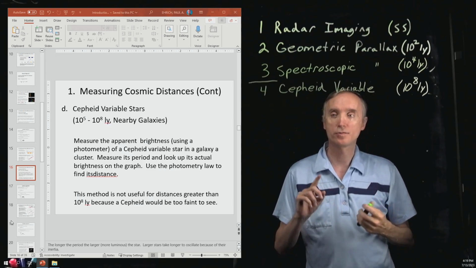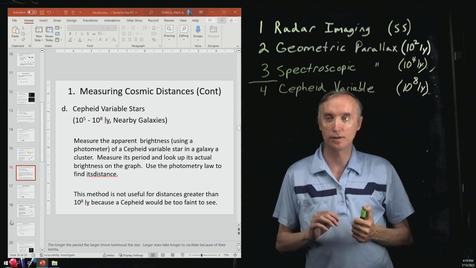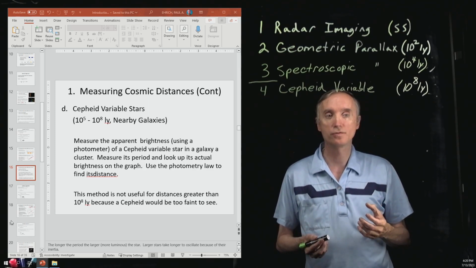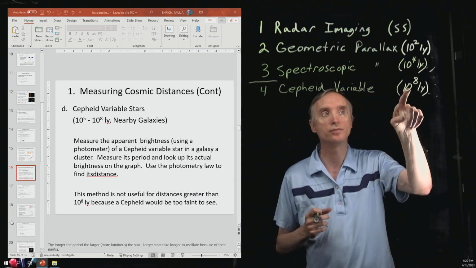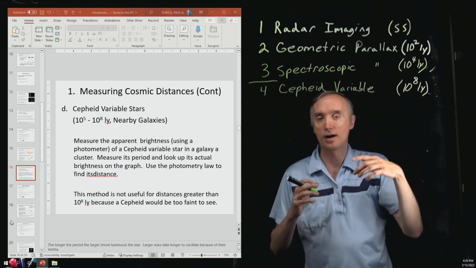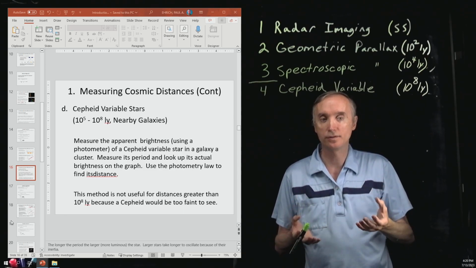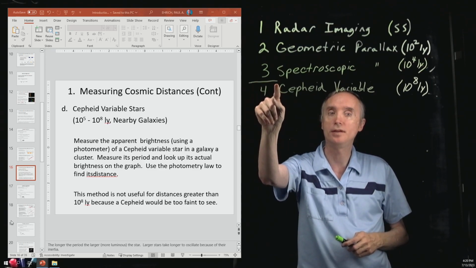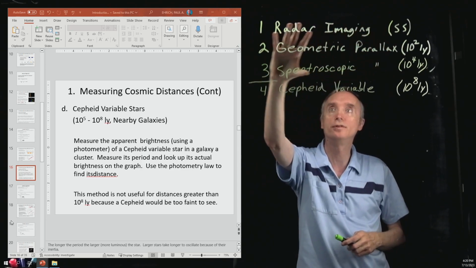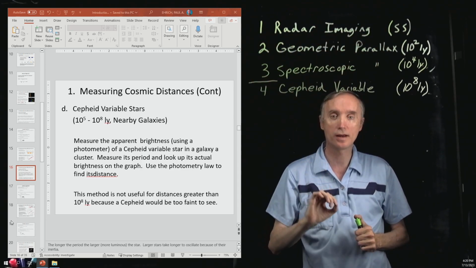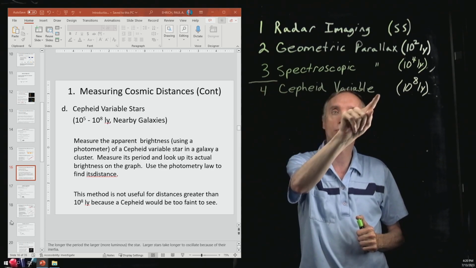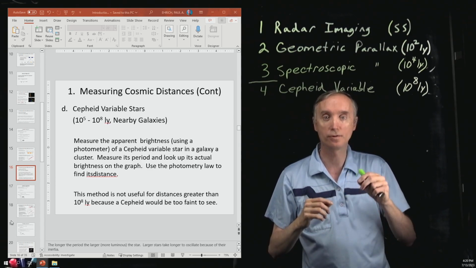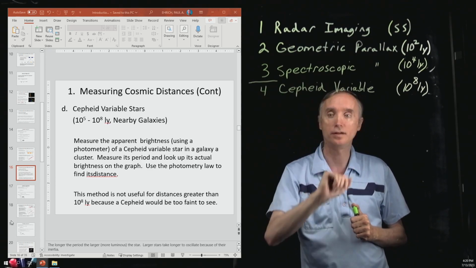Okay, I'm back, and I just wanted to go back to the Cepheid variable stars and mention that this particular technique is going to be useful for measuring distances out to 10^8 light years. Now, our galaxy is 10^5 light years across. So I'm putting a line here to indicate that these techniques would be good for finding stars in our galaxy, but this technique would be useful for finding the distance to nearby galaxies. You could use this technique to do it.